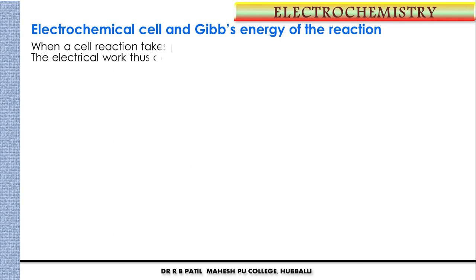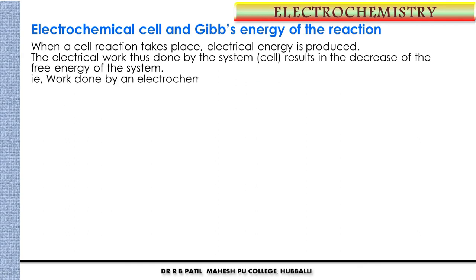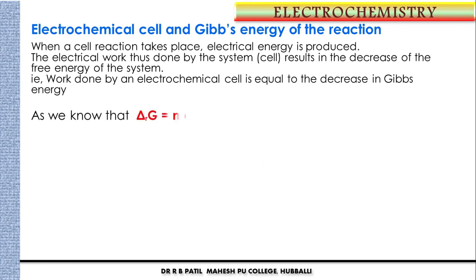See, as I already told, when a cell reaction takes place, electrical energy is produced, and thus electrical energy whatever produced is due to what? Decrease in the free energy of the system. Hence, work done by an electrochemical cell is equal to decrease in Gibbs free energy or standard free energy. So we can write mathematically. So this symbol G indicates free energy change, students, remember. So R indicates reaction, delta indicates change. Change in free energy is equal to, or decrease in free energy is equal to maximum work done.